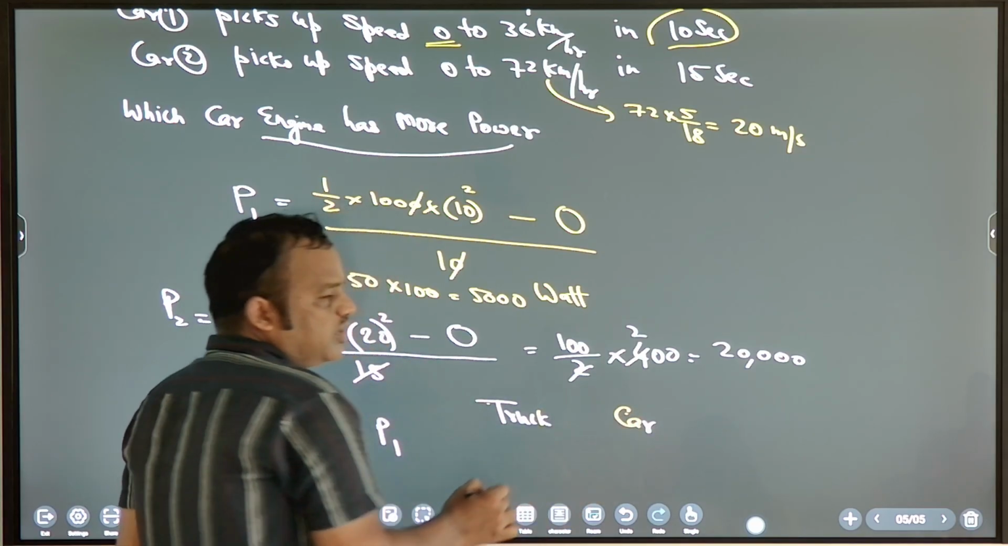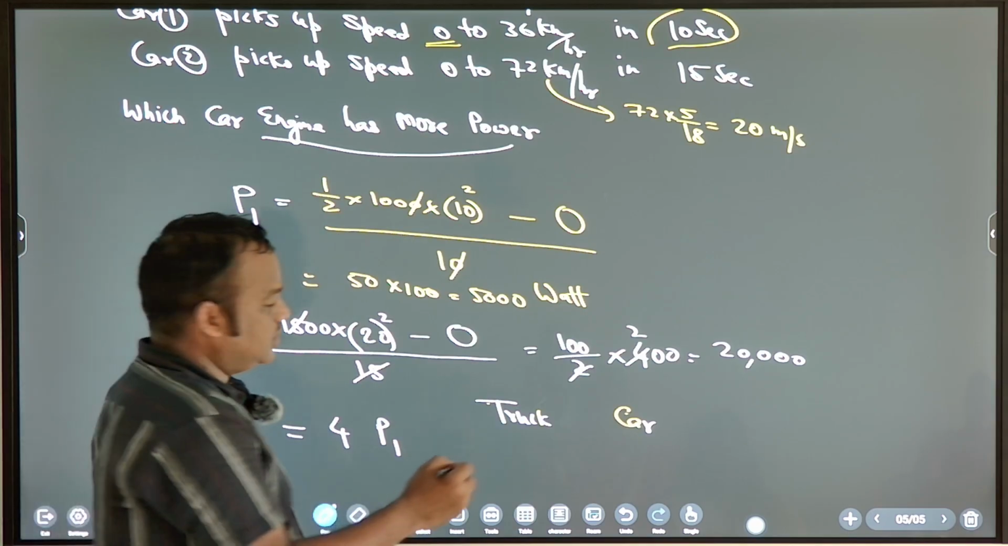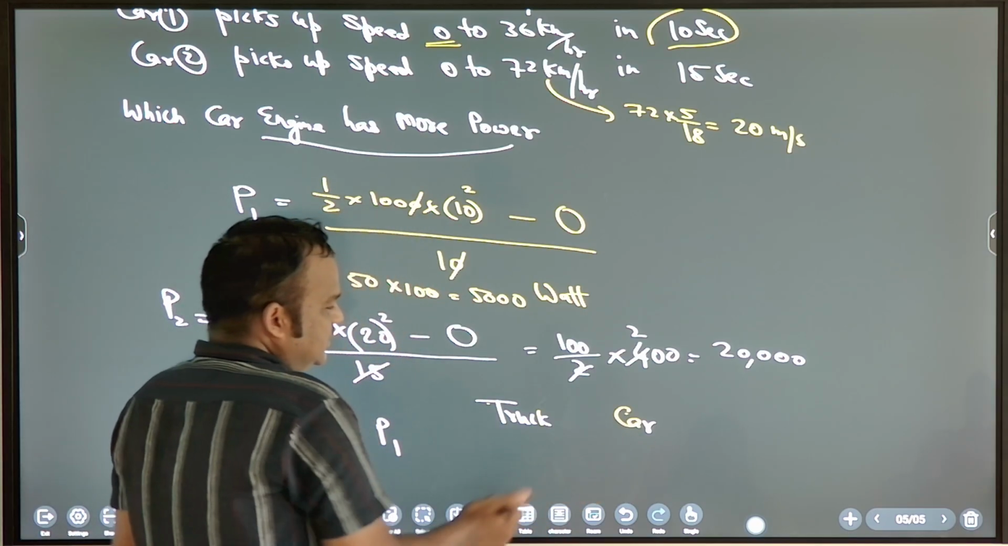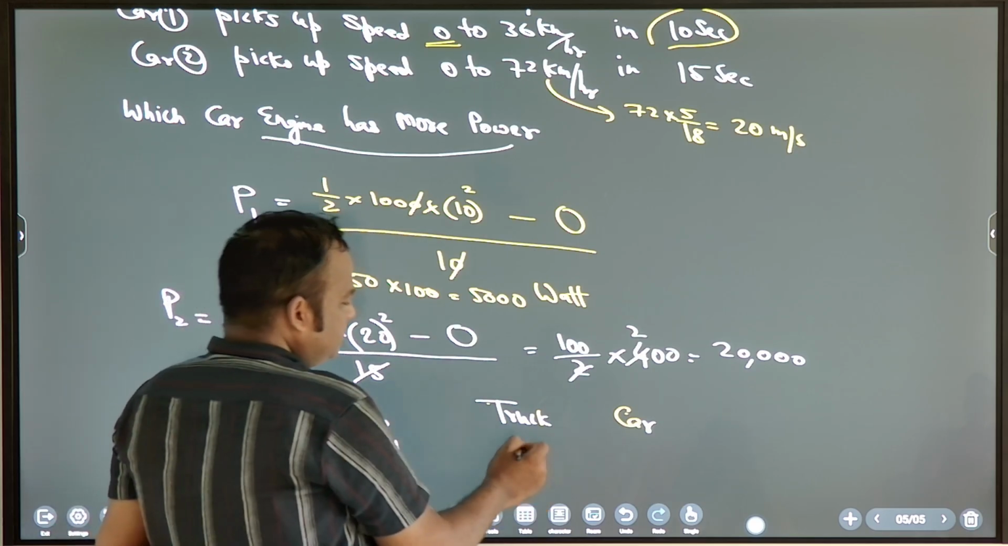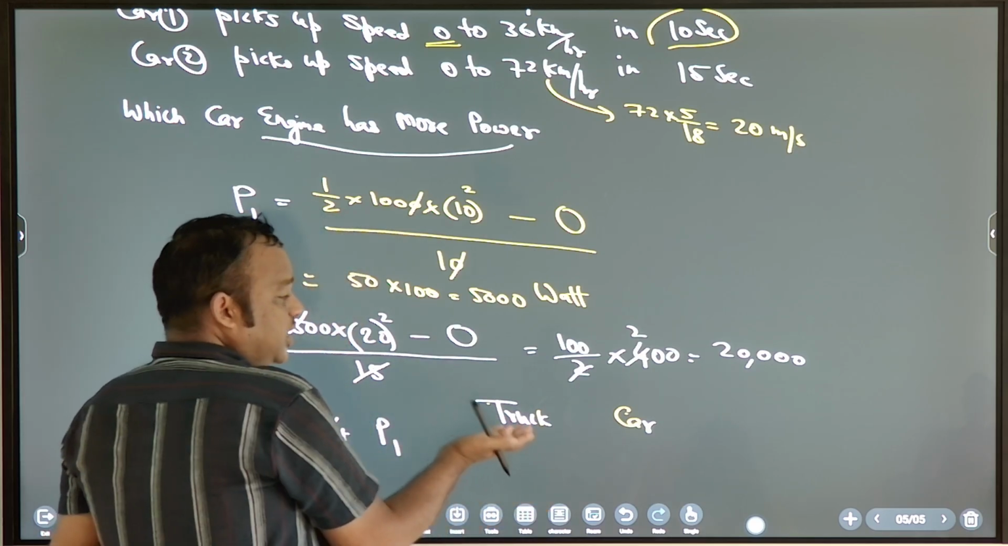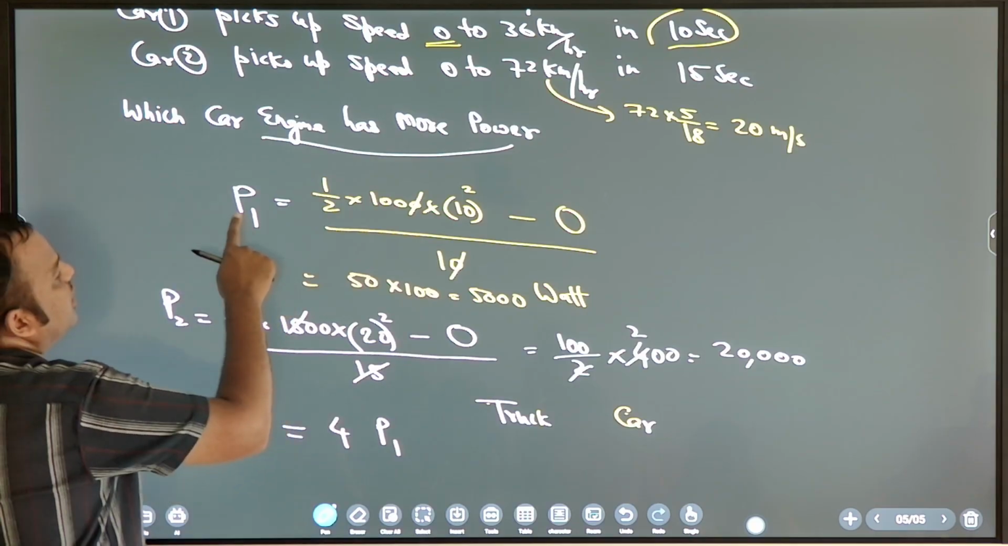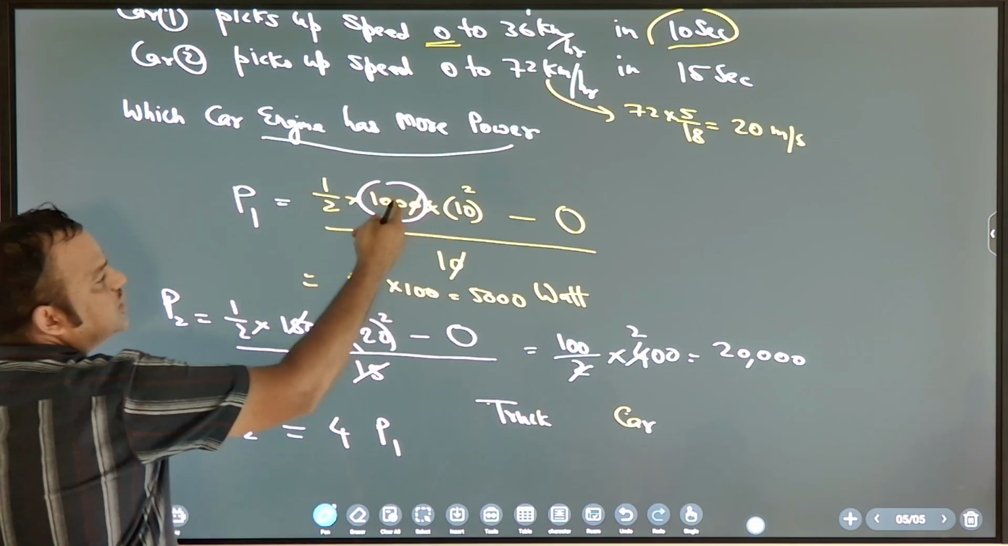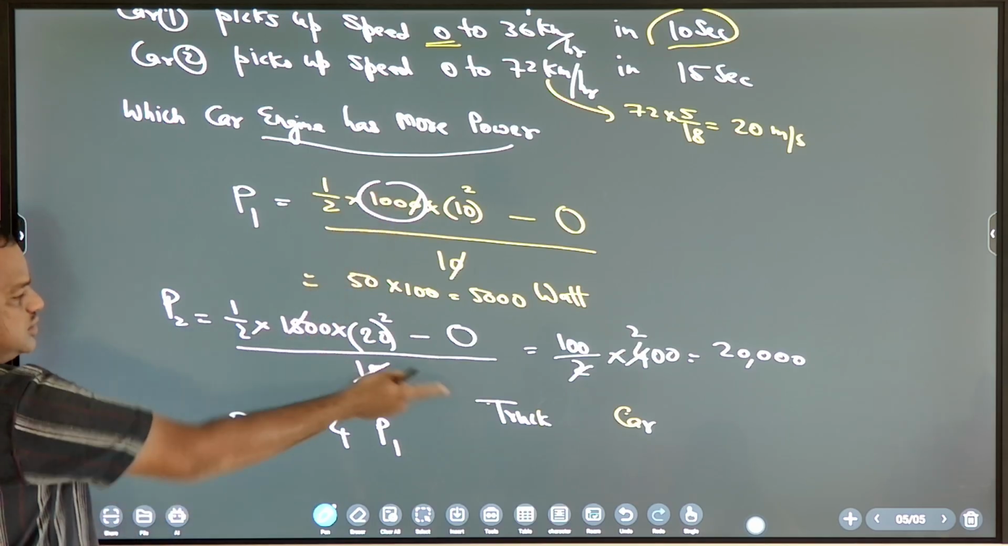Truck has more power, but which has more speed? Car, correct? But the truck has more mass, correct? So when you compare the power, you also have to consider the mass. Okay, how much mass, correct?